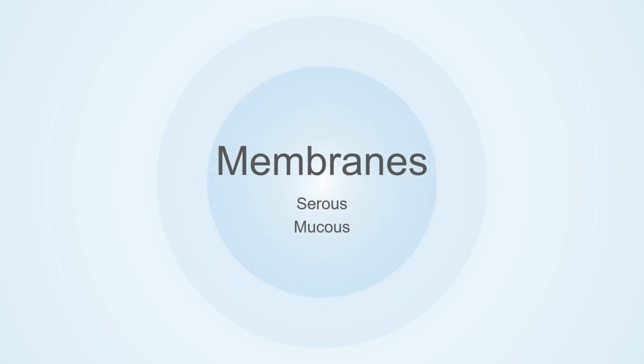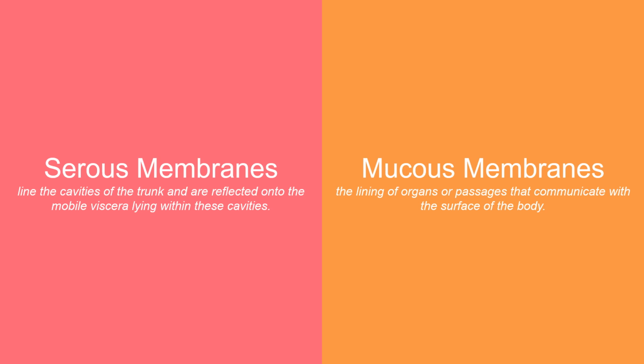Membranes. We have 2 types. We have the serous and the mucous. The mucous membrane is the name given to the lining of organs or passages that communicate with the surface of the body, while serous membranes line the cavities of the trunk and are reflected onto the mobile surfaces or viscera lying within these cavities. So it's inside.